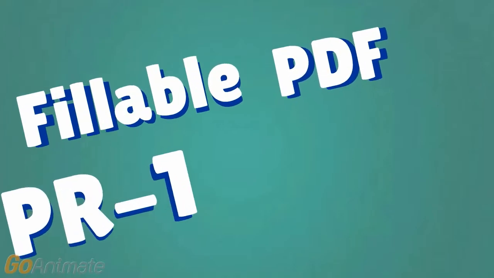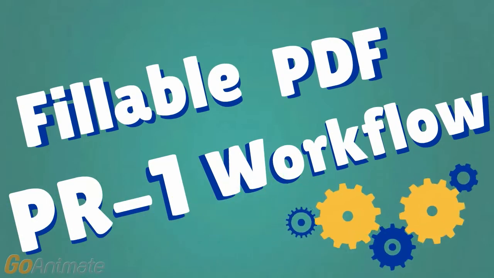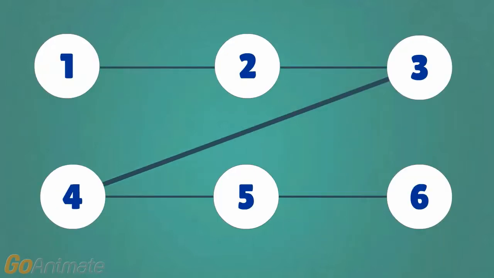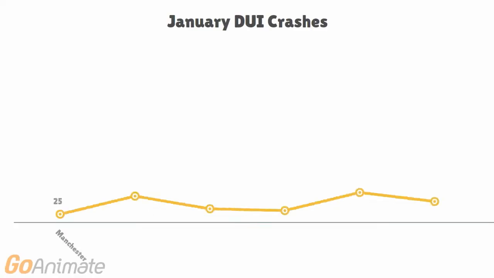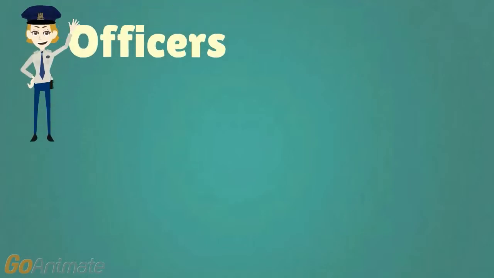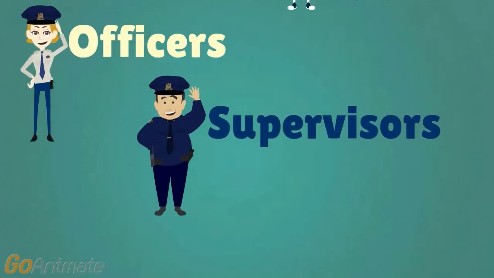The Fillable PDF PR-1 workflow. There are 6 steps involved in taking the information you collect out in the field and turning it into usable crash data. This includes steps for officers, supervisors, and records staff.